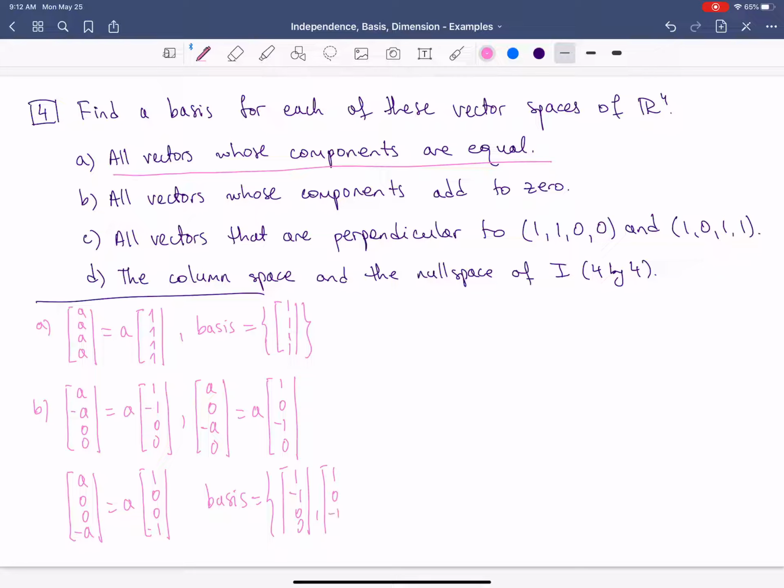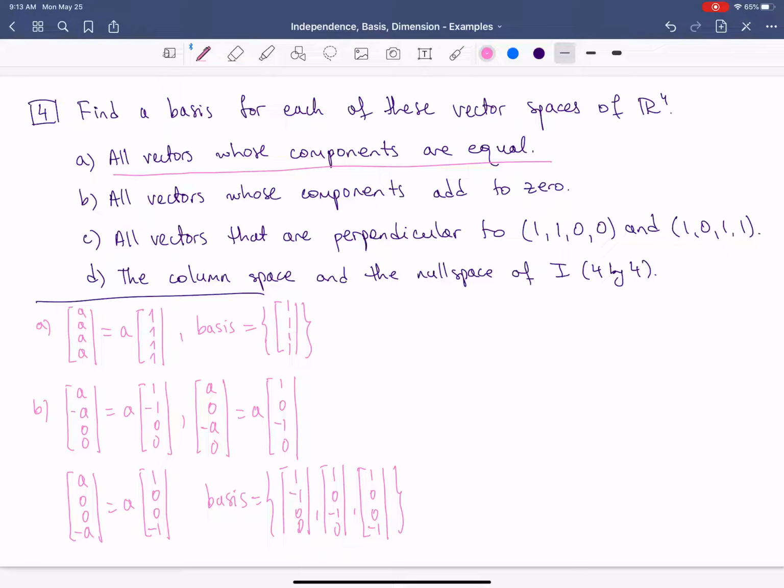1, 0, negative 1, 0, and 1, 0, 0, negative 1. If you want to combine the vectors in any other way, any vector that will have the sum of its components equal to 0 will look like this. It will be a combination of these 3 vectors. All right.